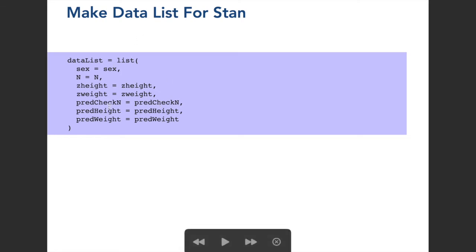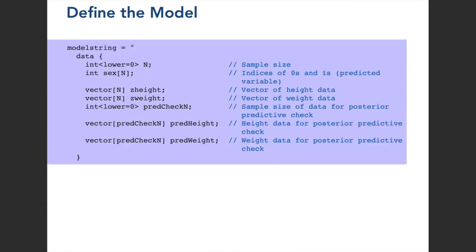So now we have all of our data ready to send to Stan. Most of this is what we've done before. We have our sample size, our sex variable, our height, our standardized height data, and our standardized weight data. That's really for building the model. And then these last three are for our posterior predictive checks. So we have our sample size for our posterior predictive checks, and then the height and the weight data for those individuals that we want to run this check on. This is a little bit different than what we've done before, but it's not too different. Then we can define the model.